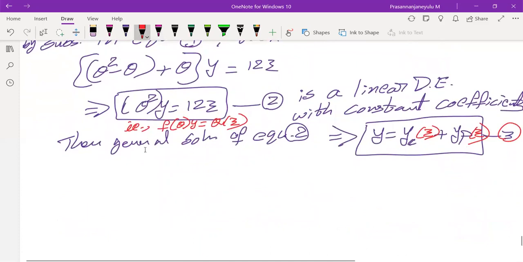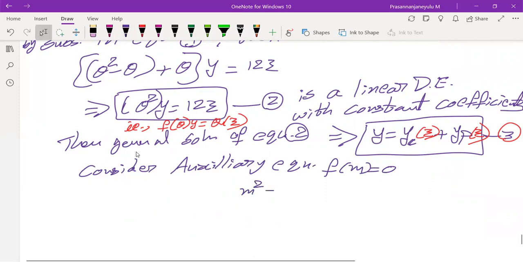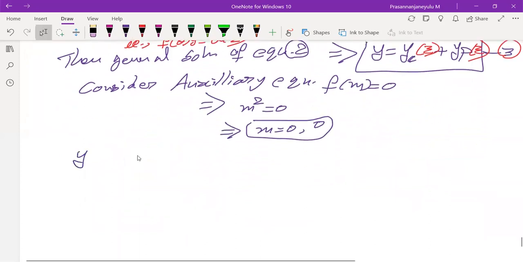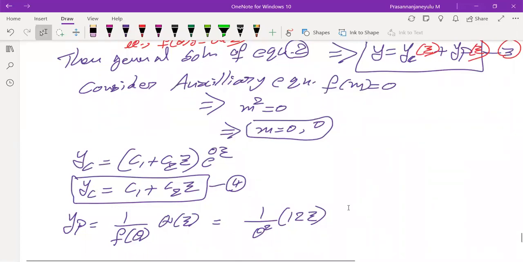Now we need to find yc. For that, we consider the auxiliary equation f of m equals 0. Our f of θ is θ² only, so f of m is m² equals 0, which implies m equals 0, 0. So two real roots exist, and the roots are zeros and are repeated. So yc is equal to (c1 plus c2 x) e^(0x), but in place of x we have to use z. So yc equals (c1 plus c2 z) e^(0z).